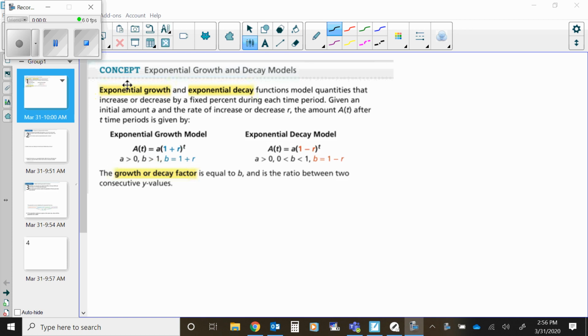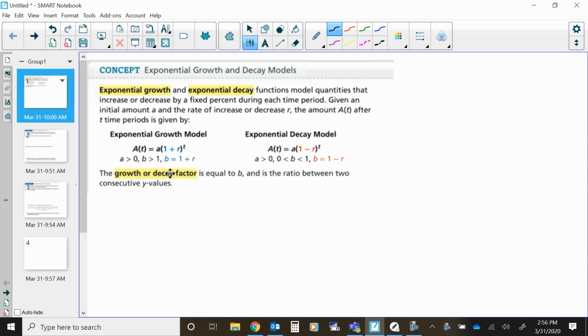So here's the second part of 6.1 that we're going to go over. It's called exponential growth and decay models. We've talked a little bit about growth and decay. If the number that is to the x power is bigger than 1, it's going to be a growth. If it's between 0 and 1, it's going to be a decay. That's what this talks about with these exponential growths.